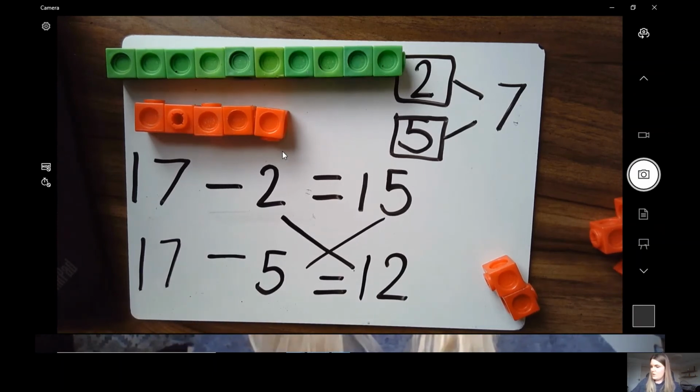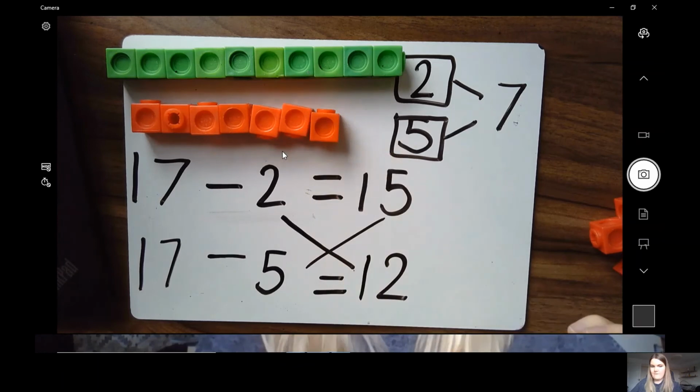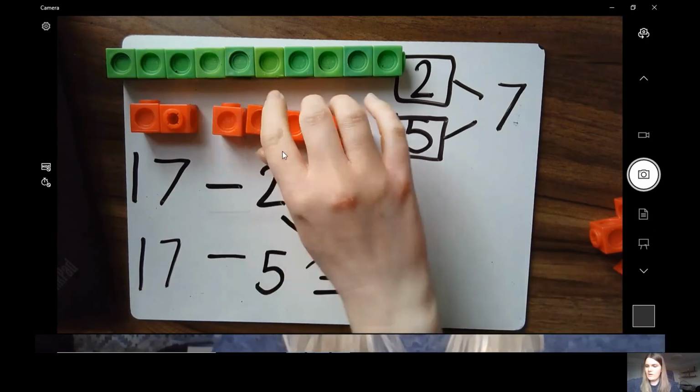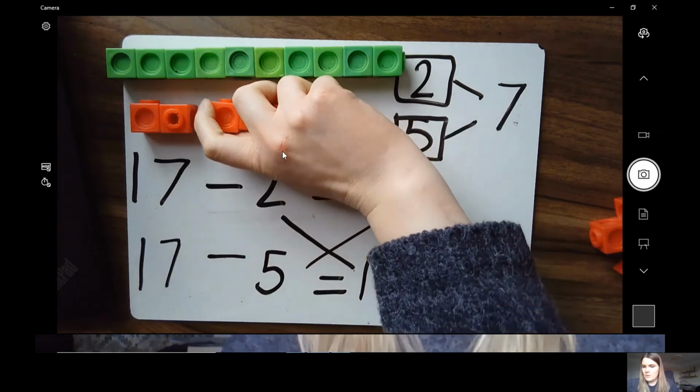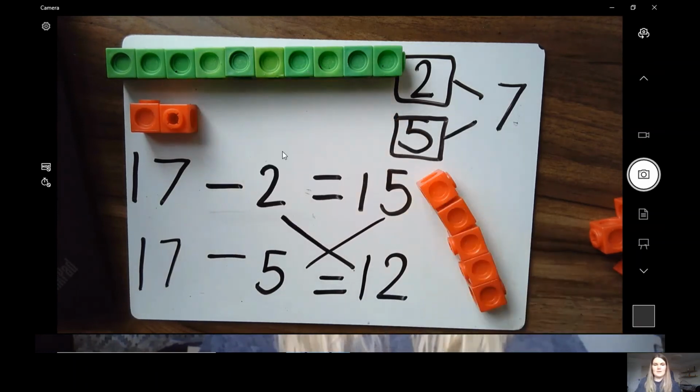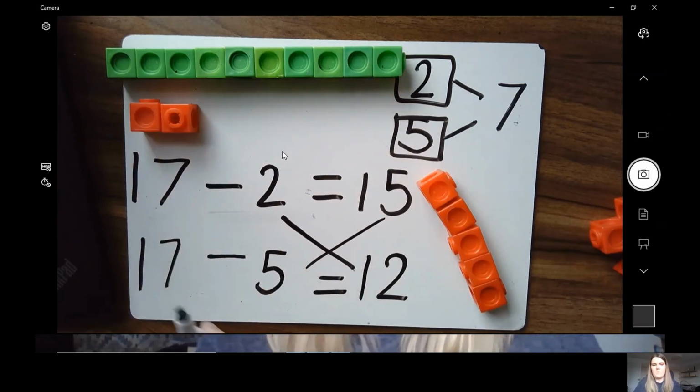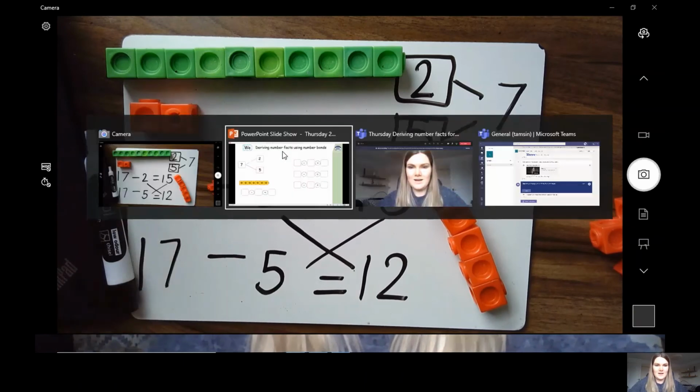Let's get rid of my 5. 1, 2, 3, 4, 5. My answer should be 12. Let's check. 10, 11, 12. Amazing. Really well done, guys.